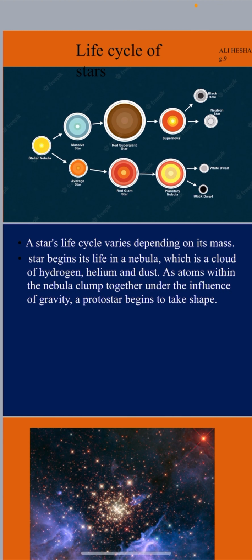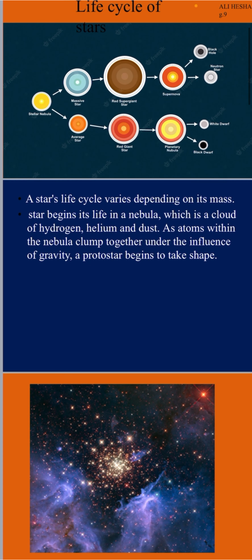Hello, today I'll talk about the life cycle of stars. A star's life cycle varies depending on its mass. A star begins its life in a nebula, which is a cloud of hydrogen, helium, and dust. As atoms within the nebula clump together under the influence of gravity, a protostar begins to take shape.